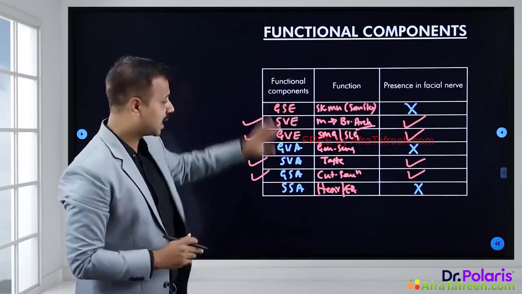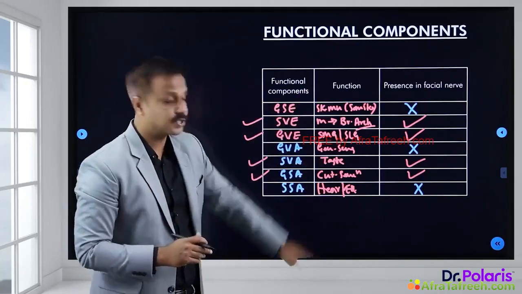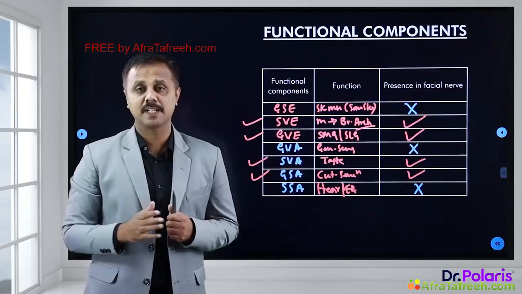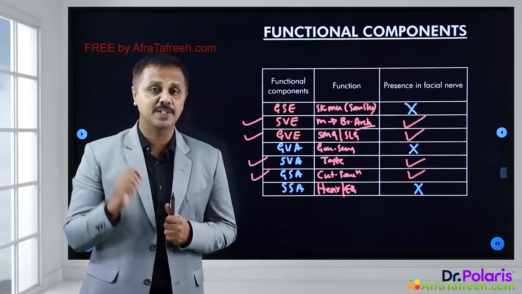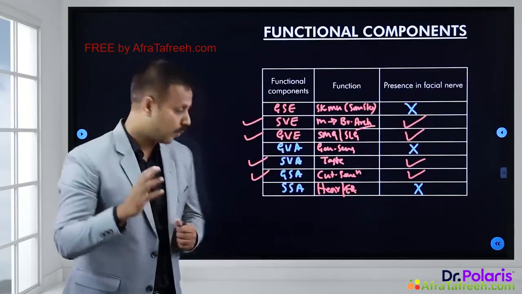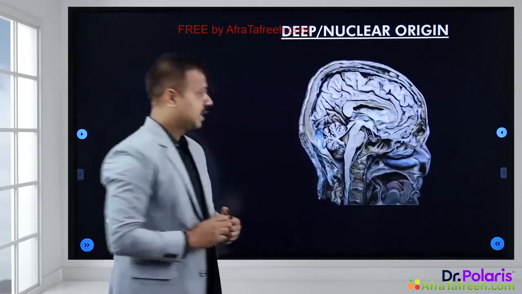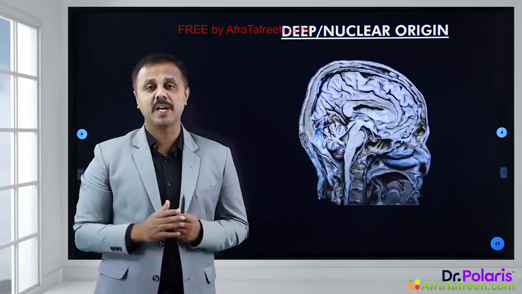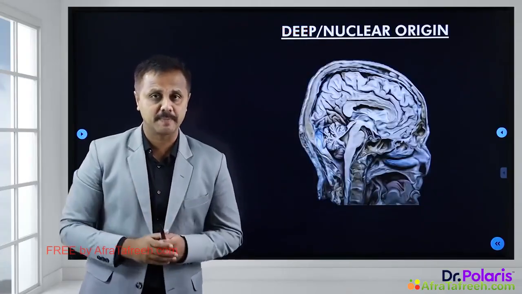This is how we need to identify the functional columns. So don't try to mug up this. Try to analyze the function of each of the functional columns. Then it becomes a lot easier for identifying the functional components present in each of the cranial nerves. Right? Once we have learned this, let's try to identify which cranial nerve nuclei represent these functional columns.